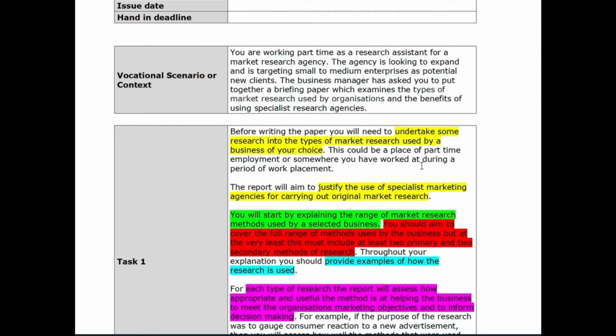Remember, I said two types of primary, two types of secondary. You've got the sheet already with the different types on. You've just got to try and fit it all in there. If you remember, the aim of this assignment is you're going to write a report to try and hopefully justify why they should use a specialist marketing research agency. And remember, that's like your Mintels and your Cantars. And we have looked at now, hopefully, enough market research to be able to do this.